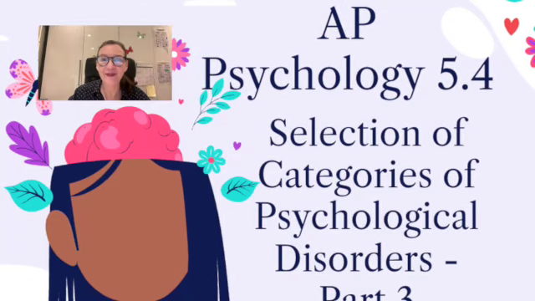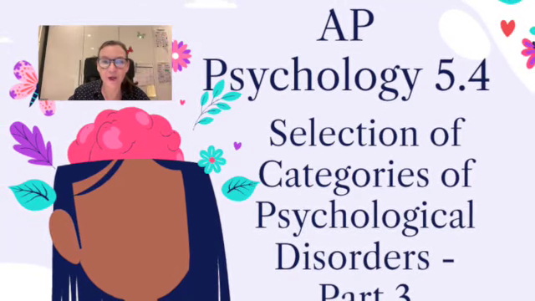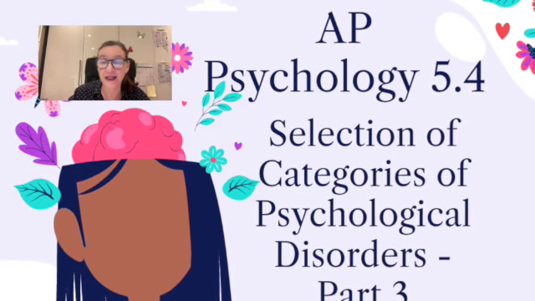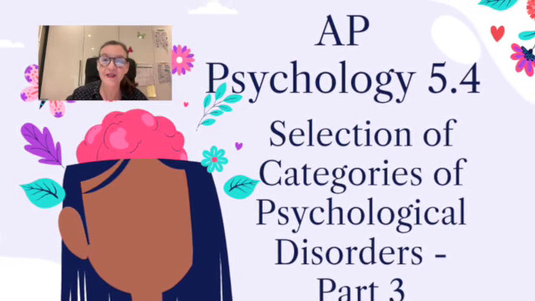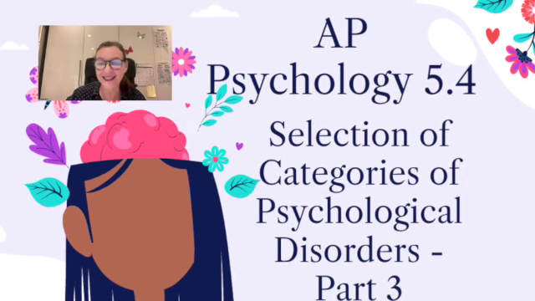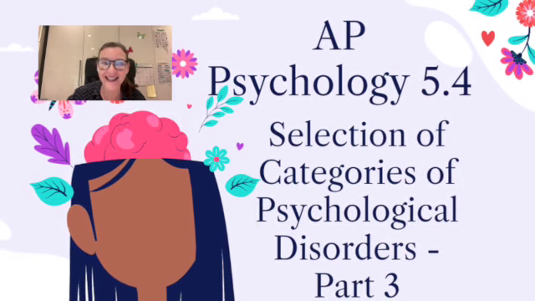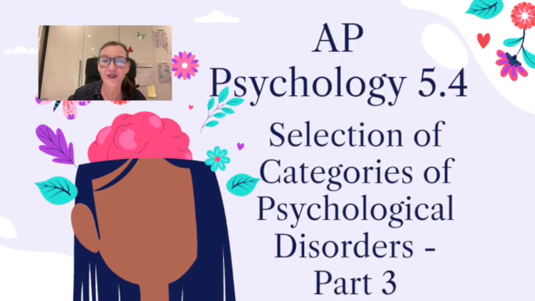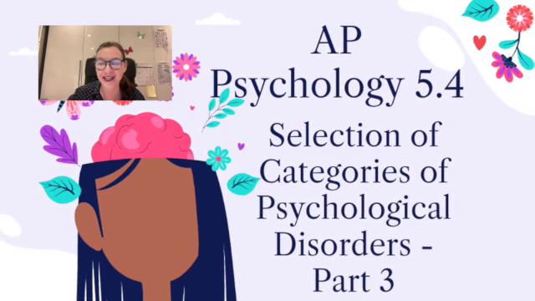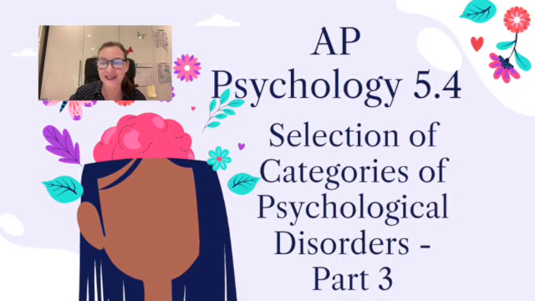I'm Deborah Hanson, and today we're going to be looking at AP Psychology 5.4, Selection of Categories of Psychological Disorders. This particular section of Unit 5 has 10 CED questions. Yes, 10. So this video is on the third CED question. I'm going to have one for each of the CED questions as well as the key terms video.